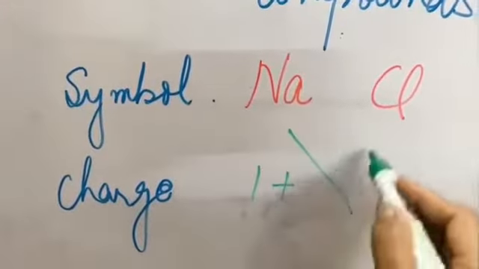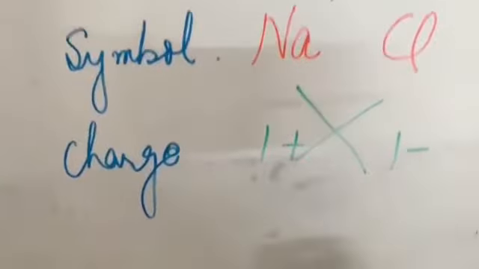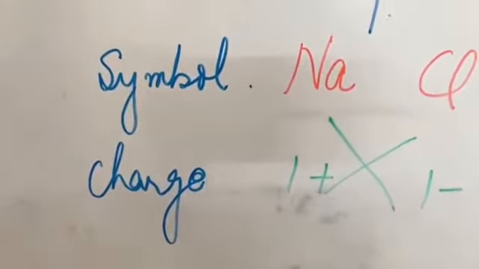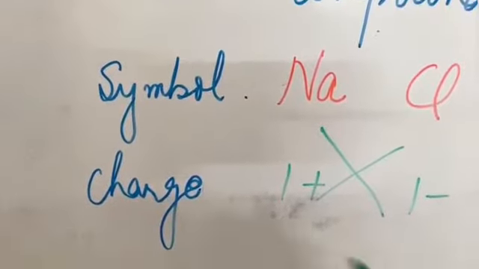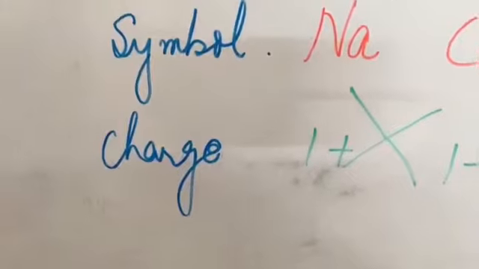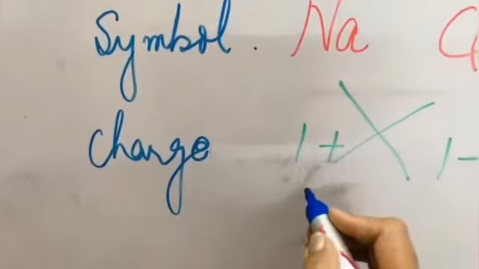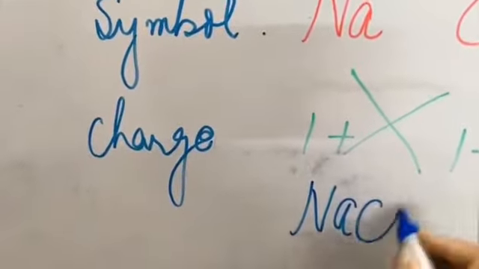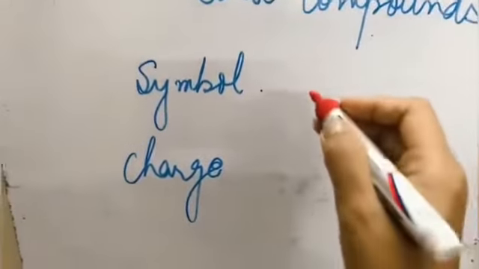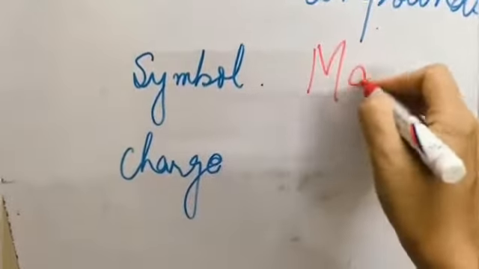So if you just cross them up, they will nullify each other as +1 and -1. The valency of chlorine is 1 and sodium's valency is 1. So the formula we will get is NaCl. Isn't it easy?